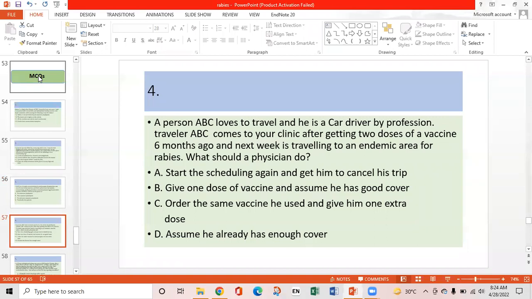Fourth MCQ: a person ABC loves to travel and is a car driver by profession. The traveler comes to the clinic after getting 2 doses of vaccine 6 months ago, and next week is traveling to an endemic area for rabies. What should a physician do? Option A, start the schedule again and get him to cancel his trip. Option B, give 1 dose of vaccine and assume he has good cover. Option C, order the same vaccine he used and give him one extra dose. And option D, assume he already has enough cover.